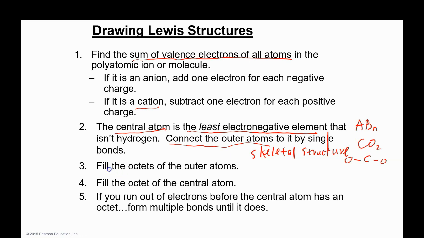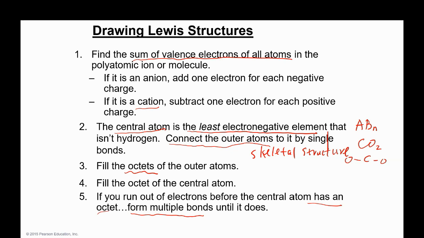And the next one is you fill the octets of the outer atoms. Remember what an octet is? It means 8 electrons. And then number 4, you fill the octet of the central atom with the leftover electrons. If you don't have leftover electrons, then you want to see, is my central atom at an octet or not? That's the next step. If it does not, you start to form multiple bonds.